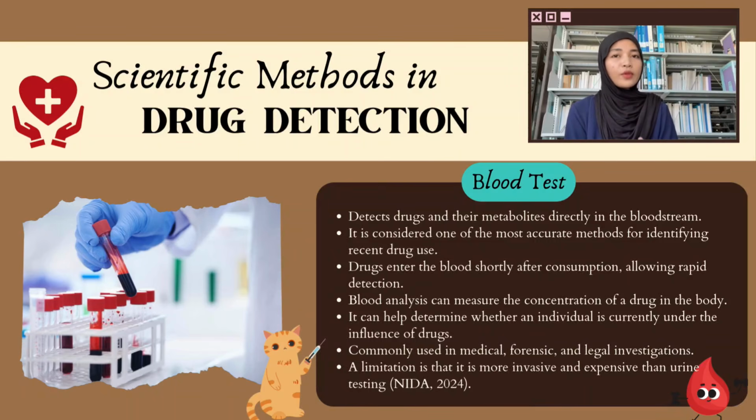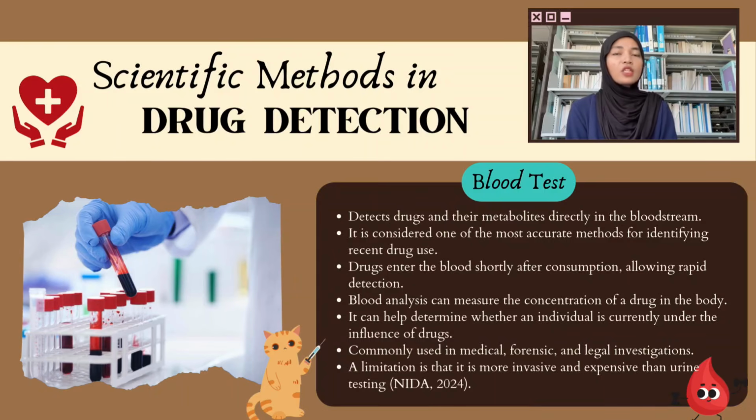Next, we have blood testing, which detects drugs and their metabolites directly in the bloodstream, making it one of the most accurate methods for identifying recent drug use. It is because drugs enter the bloodstream shortly after consumption that blood analysis can provide information about the concentration of a substance in the body and help to determine whether an individual is currently under the influence of a drug.